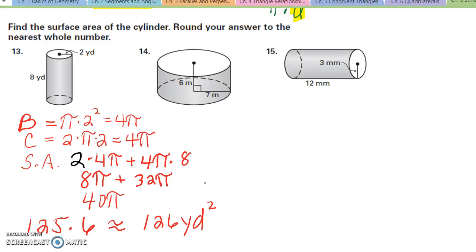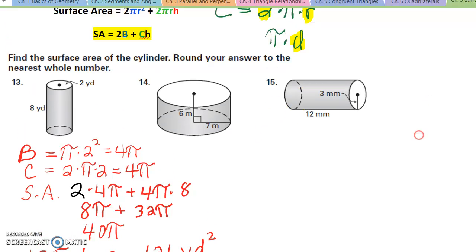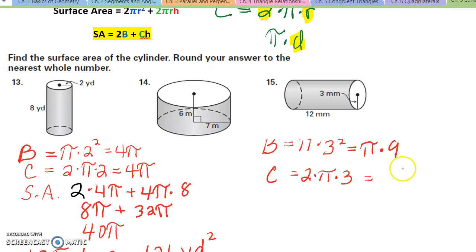So number 15, again, it's lying on its side. It's not on its base. Still have to find that information the same way. So we say area of the base equals pi times radius squared, or pi times 9. There's your area of the base. The circumference is 2 times pi times radius, or 6 pi. So now we're ready to find our surface area.